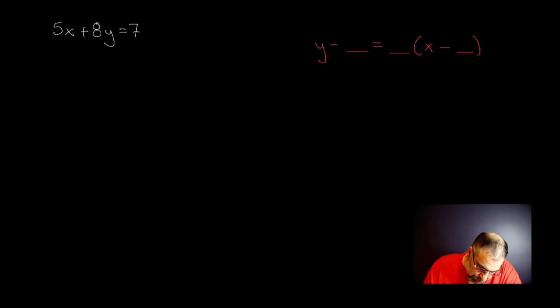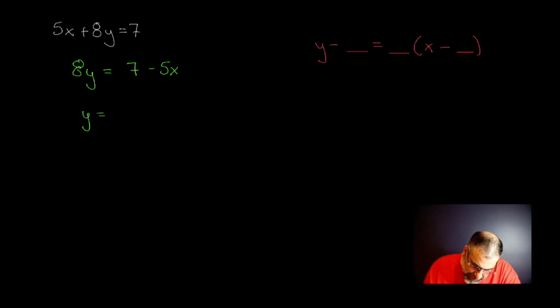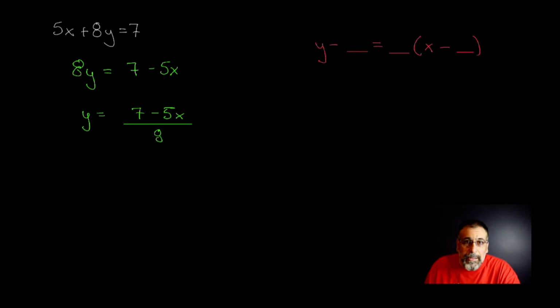So the first thing we're going to do is subtract 5x from both sides. Doing that isolates the 8y, so we're going to get 7 minus 5x. Our next step, get that y alone. Divide both sides by 8. So if I divide this entire side by 8, what I end up with is 7 minus 5x in the numerator and 8 in the denominator.